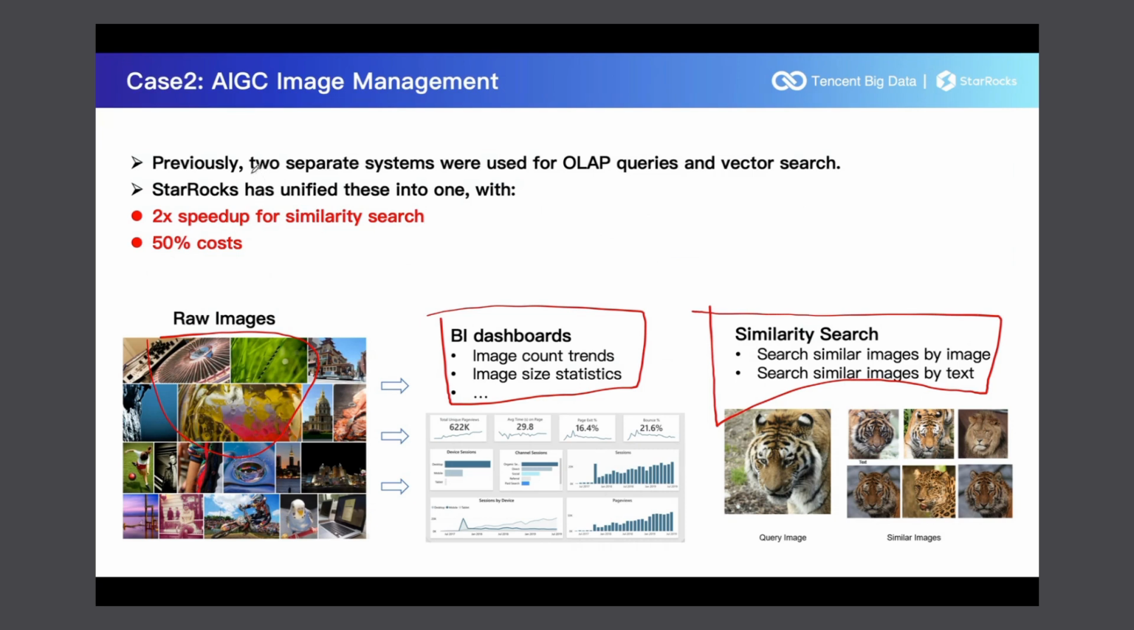Previously, two separate systems were used in that scenario for BI queries and vector search. Later, StarRocks has successfully unified these two systems into one. It not only doubles the speed of vector search, but also reduces total cost by half.